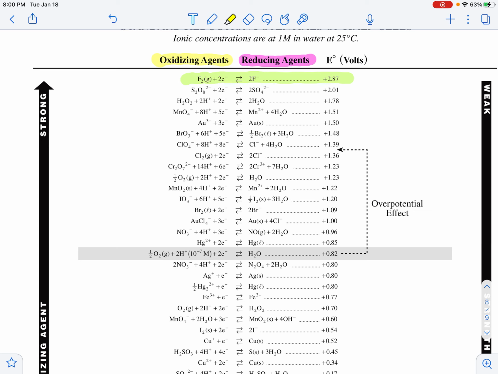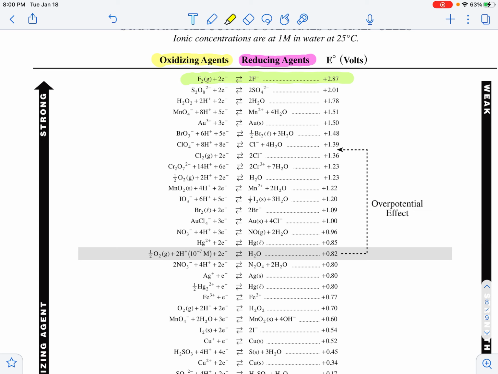And we're going to use this chart to combine those two halves and figure out whether something is going to be spontaneous or not. So this chart is going to be very, very critical. Just like the Ka table, you can make some logical connections here. If something wants to reduce really, really easily, where is it on the chart? Well, just like an acid really wanted to give up an H, it's higher on the table on the left-hand side.